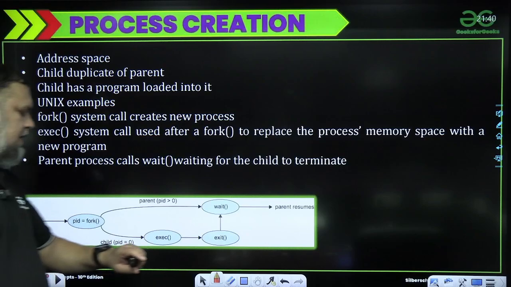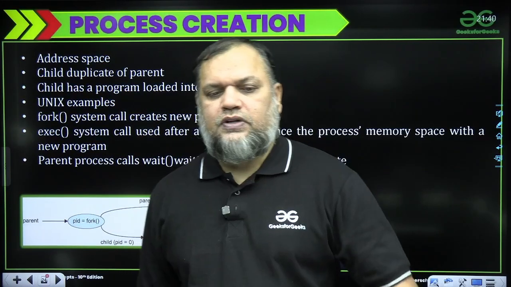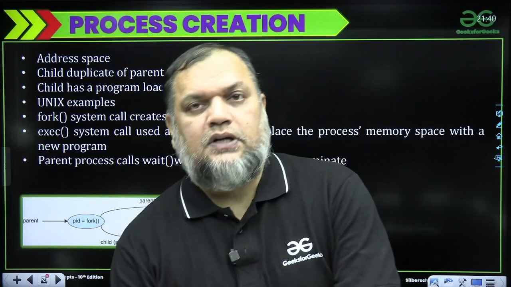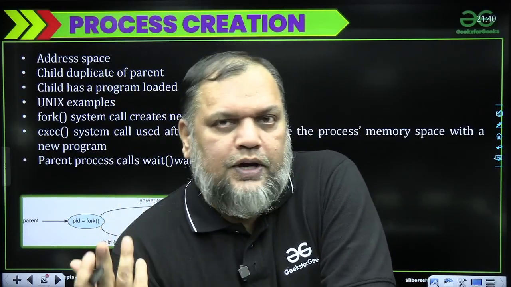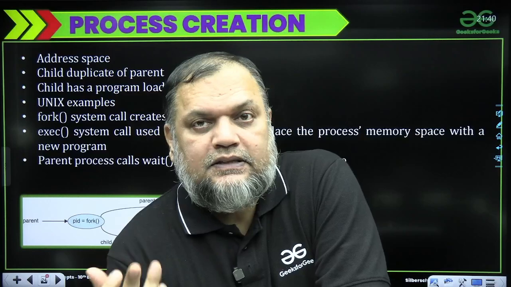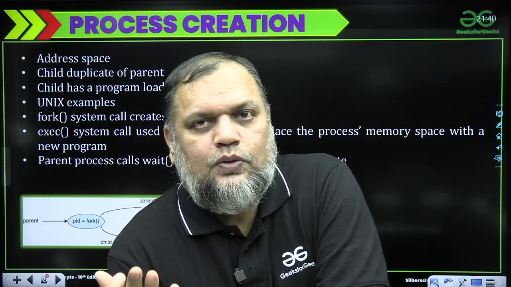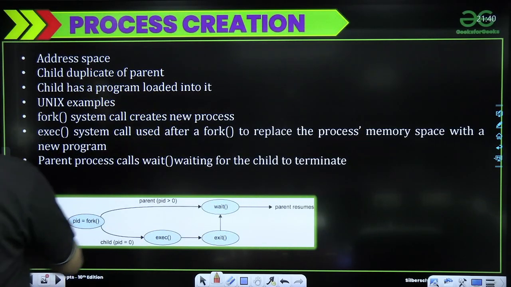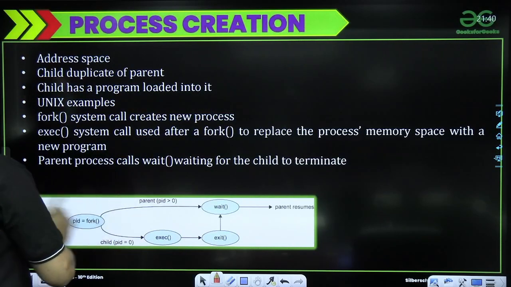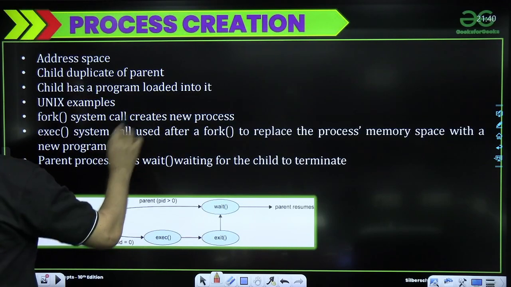Then as a case study, I'm going to show you the system call called fork, which we discussed last time. Different system calls like fork create a process, and then exec executes a program in the child address space. How can we do that? Let's understand by means of this diagram. Address space means the area in memory where the process is loaded. The child process gets duplicated from the parent, and the child has a program loaded into it.